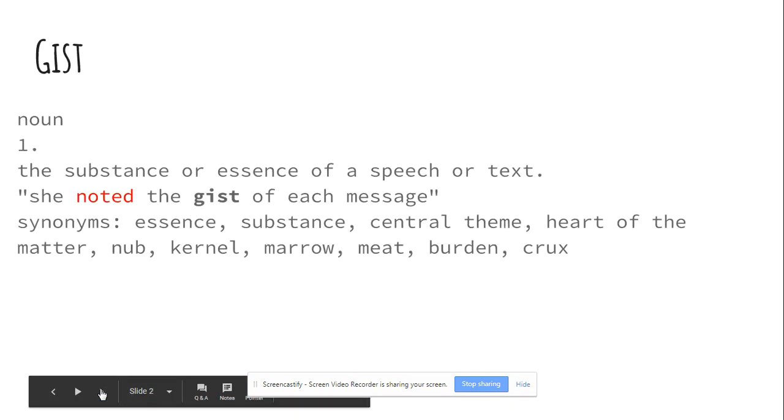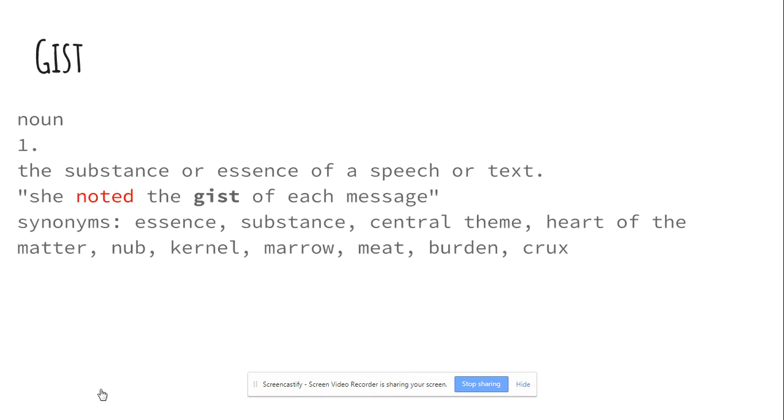Okay, Unit 5. This word is gist. It's not gist. It's gist. It's a noun and it means the substance or essence of a speech or text. So, she noted the gist of each message. She noted the essence of the message. In this sentence, noted is the verb and it's in red because she is noting the substance of the message.